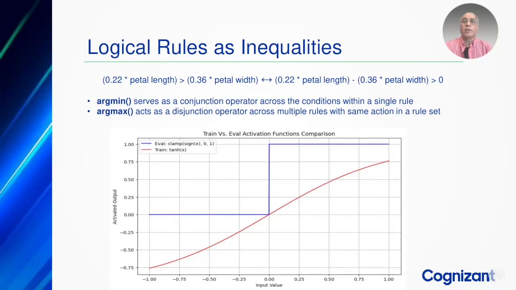Finally, we use argmin to combine conditions within a rule, acting as logical AND, and argmax across rules with the same action, acting as logical OR. This simple transformation allows us to efficiently implement rules as tensors perfectly suited for GPU computations.